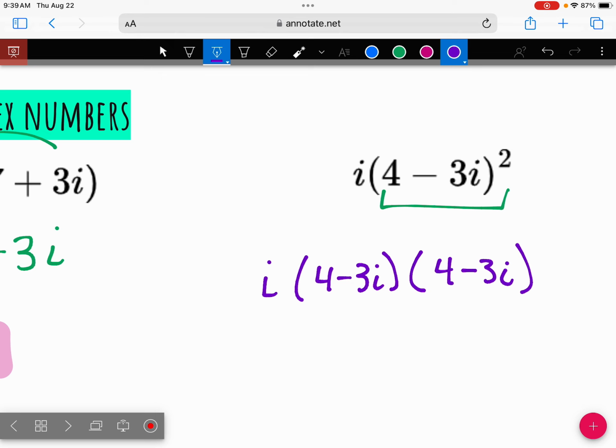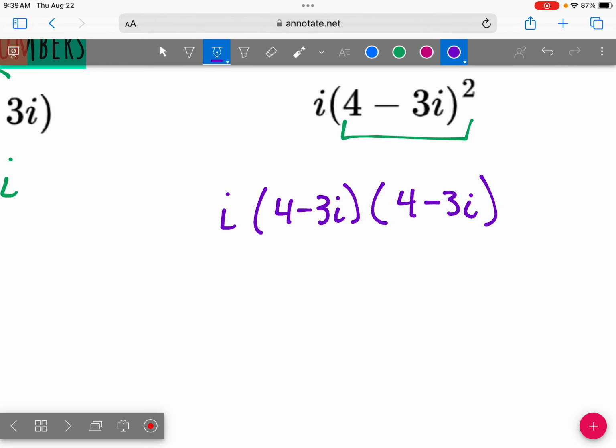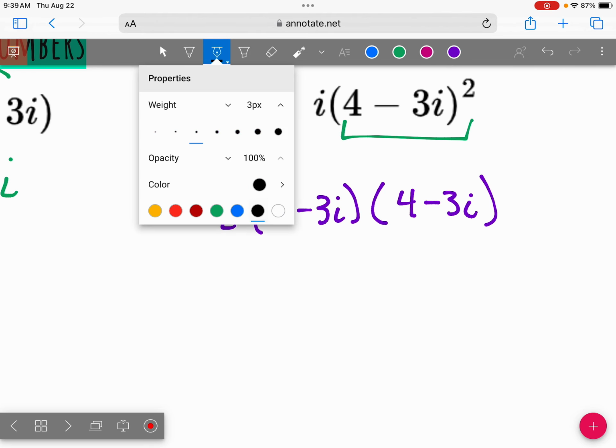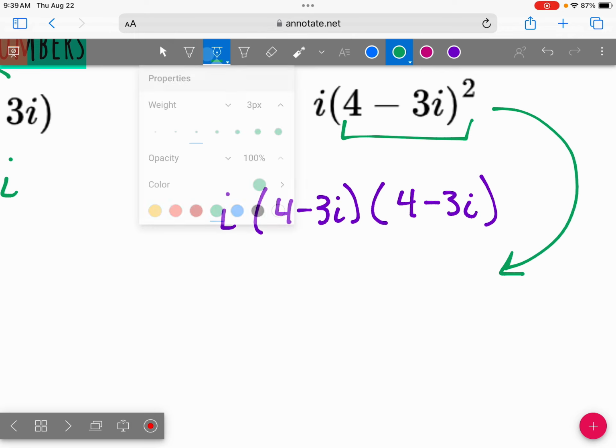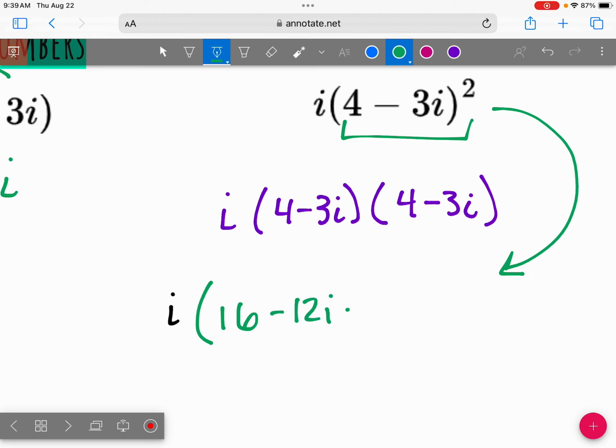I think it's easier to do it as the squaring and then multiply the i in, but that's the way my brain works. So that's the way I'm going to do it. I'm going to take this way and do it squaring. So I'm going to have my i out front, and I'm going to square my 4 minus 3i, which is going to give me 16 minus 12i minus 12i plus 9i squared. That's what we get when we square the 4 minus 3i.